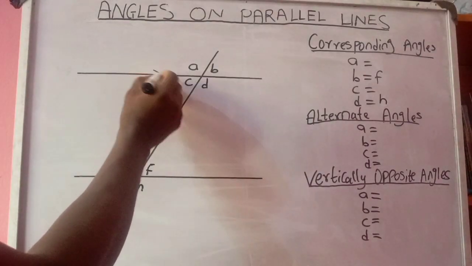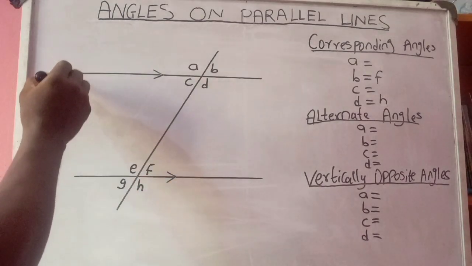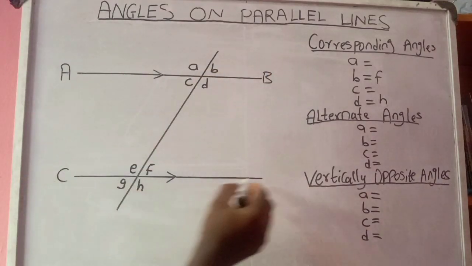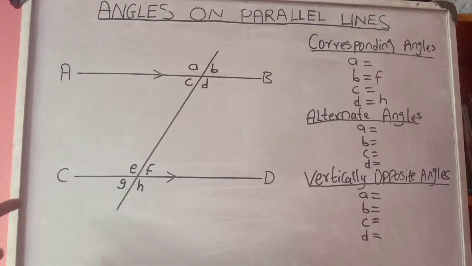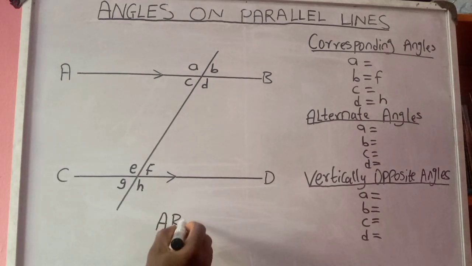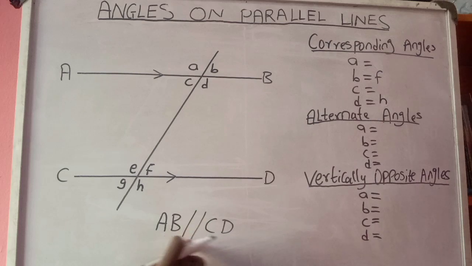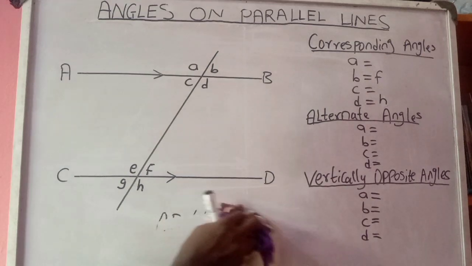So we normally use this indicator to show that the two lines are parallel to each other. Talking about line AB and line CD, we say that line AB is parallel to line CD. We normally write it this way. That's AB is parallel to line CD. I believe you must have seen something like this in mathematics, which means line AB is parallel to line what? CD. So that's how we write it in mathematics.